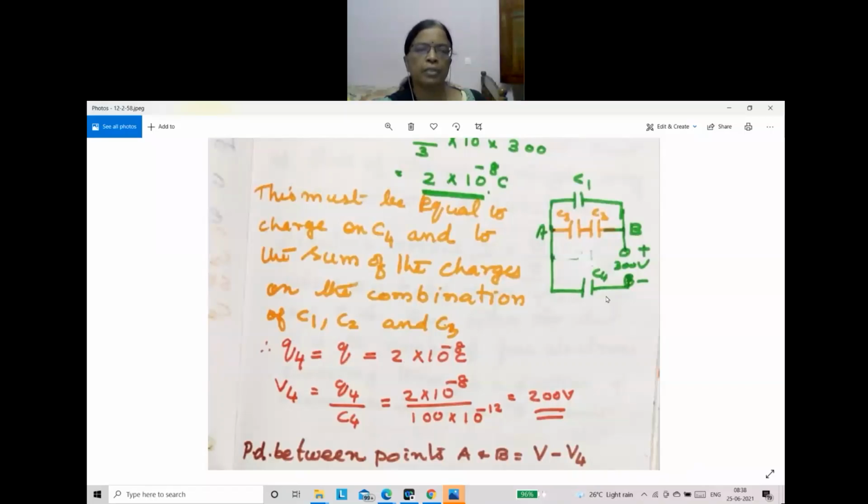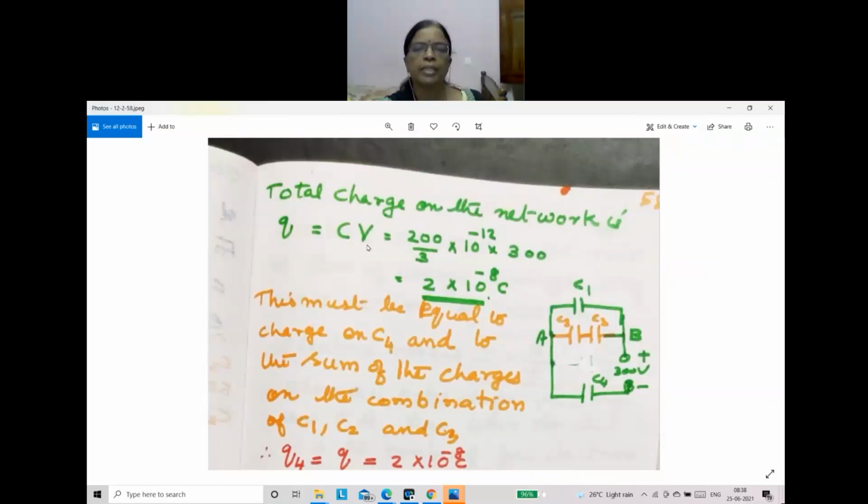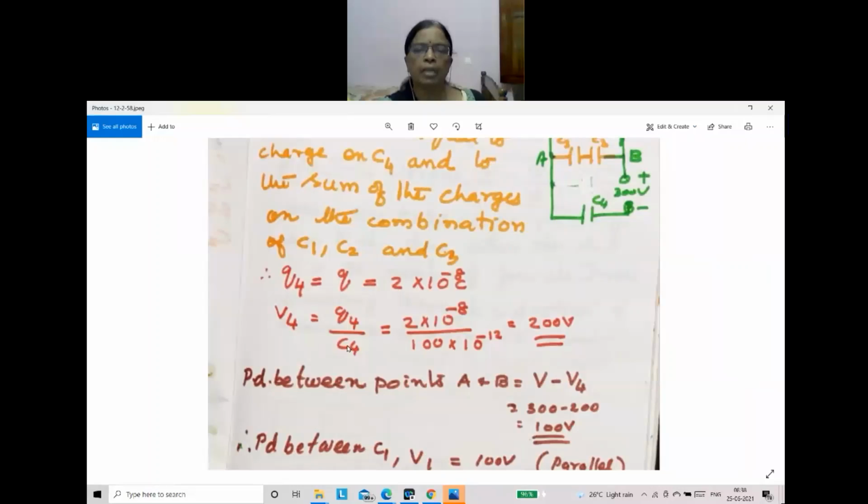Then we can calculate its potential difference, V4 equal to Q4 by C4. Children, it is the same formula we are using: Q equal to CV, so V equal to Q by C. So V4 equal to Q4 by C4, 2 into 10 raised to minus 8 by its capacitance 100 into 10 raised to minus 12. So we got the answer, V4 is 200 volt.